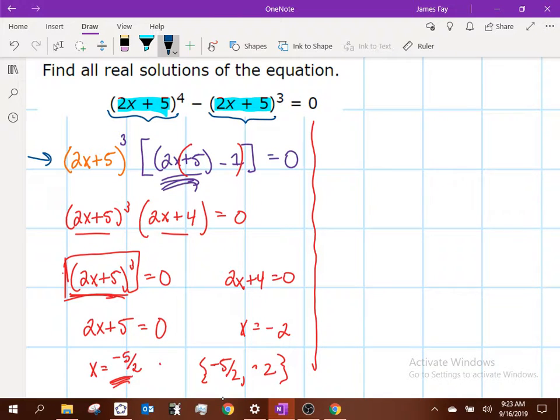So what I like to do is let u equal 2x plus 5. Let it be that object that is repeating itself throughout the problem. Okay? If I do that, does this turn into u to the 4th? Yep. Minus u to the 3rd equals 0? Does that make sense? Which is the exact same thing as what we've got here to start with. But now what can I factor out of both of these? U to the 3rd, right?